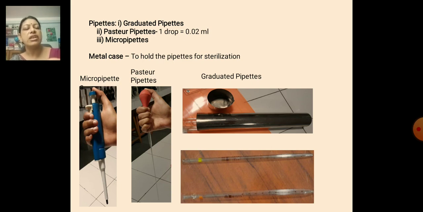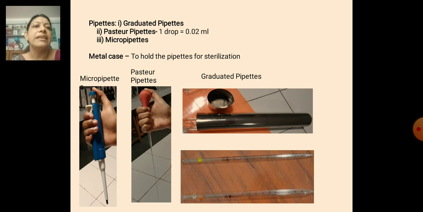There is a rubber cork that is added over there, and you see over here the tip is long and slender. Why is it like that? These are usually used to collect the reagents from the reagent bottle, or the dye which we require in a very small quantity, as one drop is equivalent to 0.02 ml.